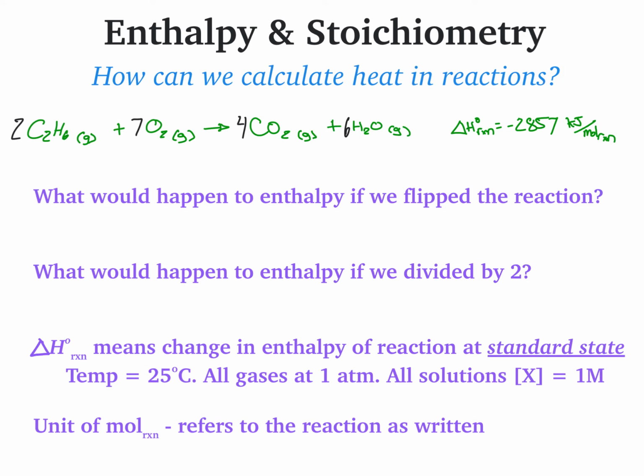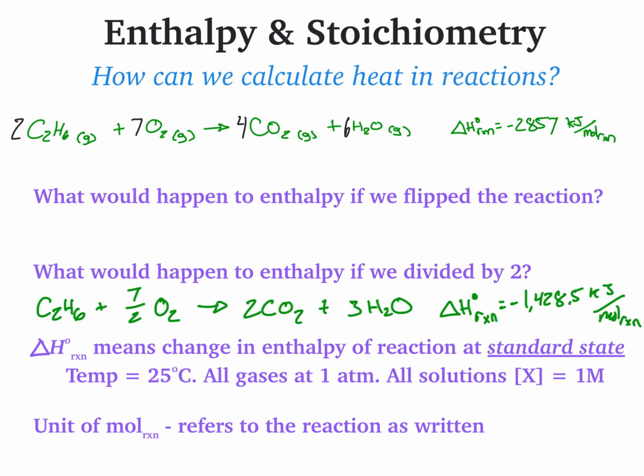So with stoichiometry, with different amounts, what if we don't have 2 moles and 7 moles? What if instead we had half that amount? What if we had 1 mole and 3.5 moles of O2? What would the enthalpy be then? Well, if you guessed that it would be exactly half the amount, that's correct. Enthalpy is an extensive property. It depends on the amount that's present. So if we have exactly half the amount of reactants, we produce half the amount of products, as you can see from this equation. It's going to release half the amount of energy as well.